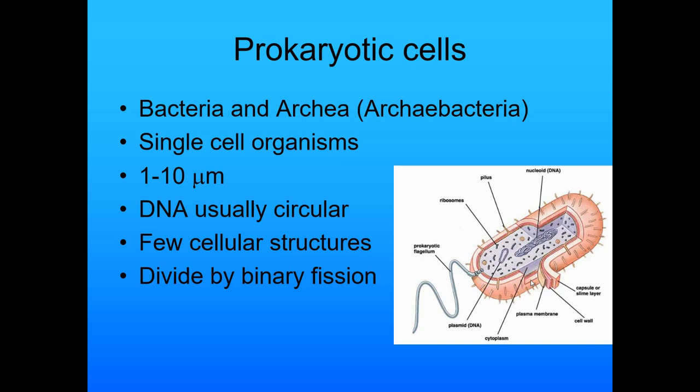DNA is usually circular. They have very few cellular structures, and they divide by binary fission, which means they divide really fast. They always double too, right? 1 makes 2, 2 makes 4. This is your first example of exponential growth.